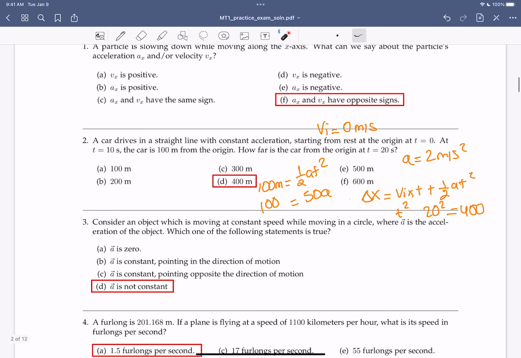Now, a lot of people have gotten 200. I think the mistake that they're making initially is trying to take what?